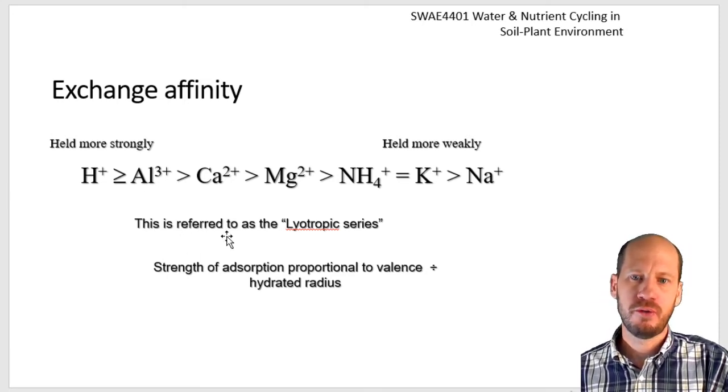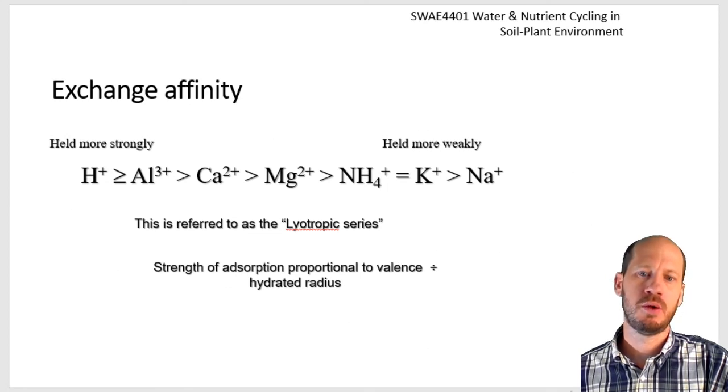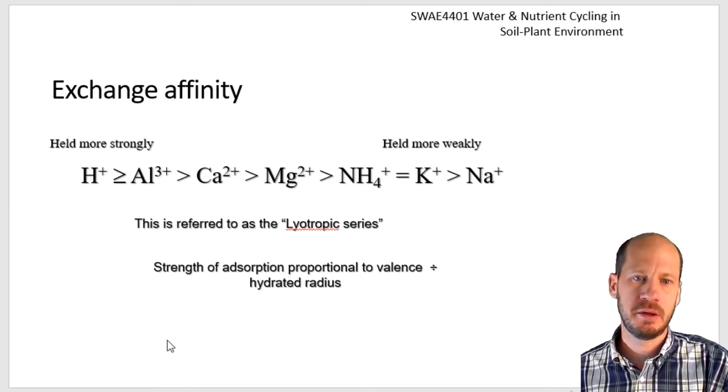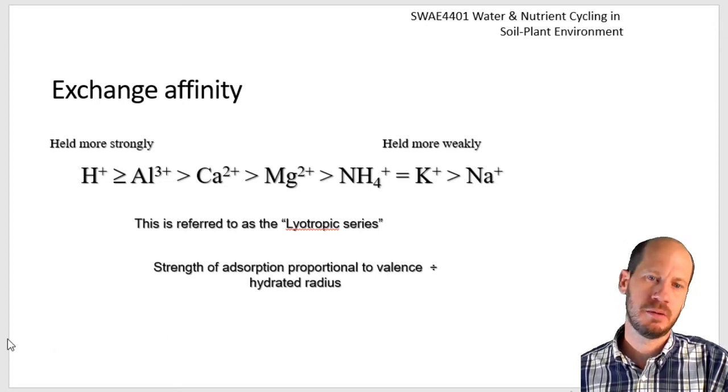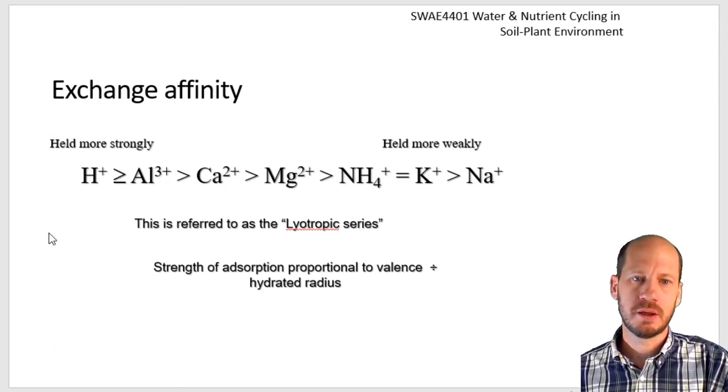And the order of this energy of interaction is called the lyotropic series. The lyotropic series organizes these cations in order of strength of interaction with the solid phase. So hydrogen is the one with highest affinity for clays and iron oxides, aluminum oxides, and organic matter. Whereas sodium is the one that has lower affinity. So you will find sodium and potassium most likely in solution, whereas you will find calcium, aluminum, and hydrogen most likely associated with the solid phase.